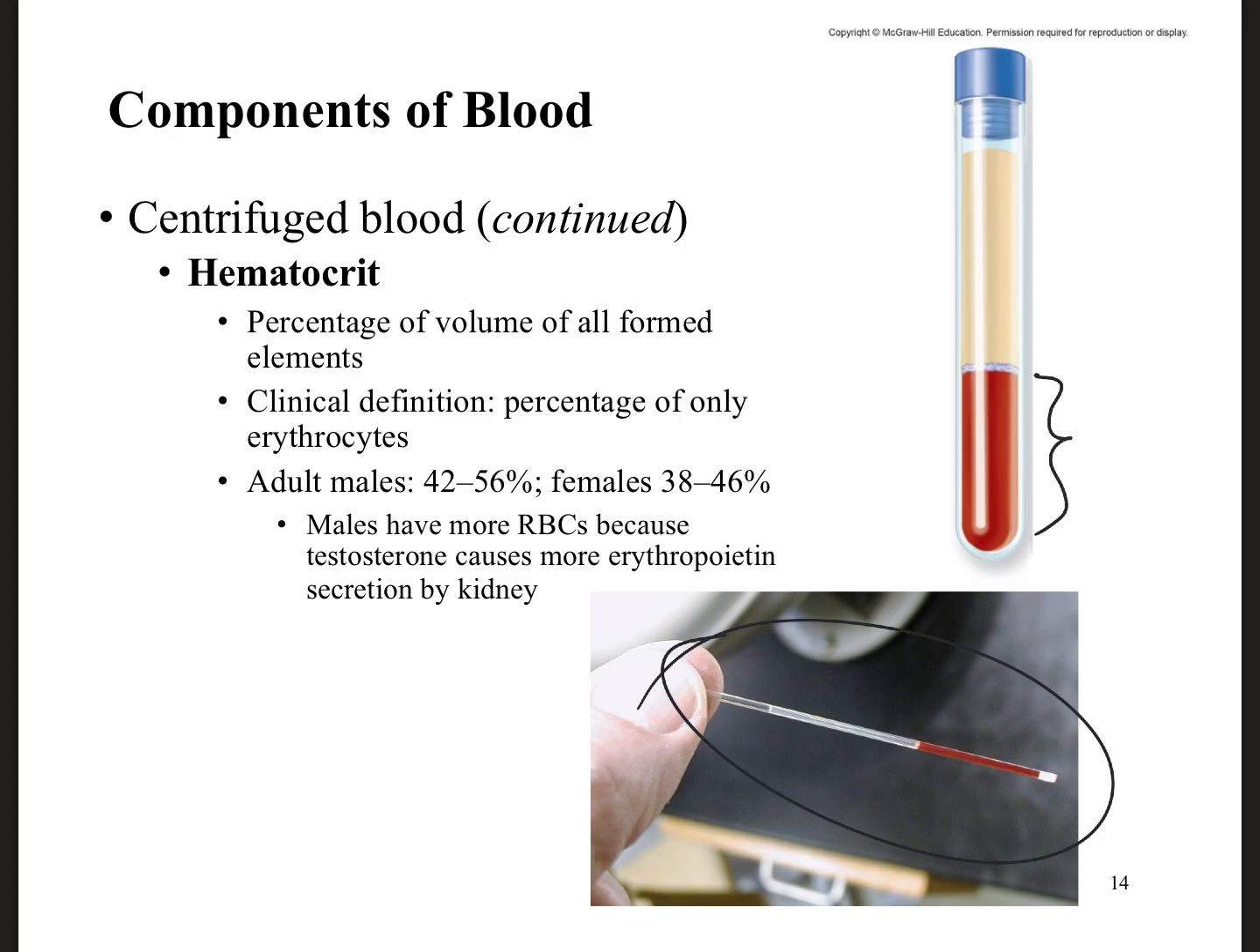Okay, so testosterone is important for inducing muscle mass, right? And then we have to kind of go from there: more muscle mass, higher body mass index, more blood volume, and then also increase the number of red blood cells. All right, so testosterone causes more erythropoietin secretion by the kidney, right?